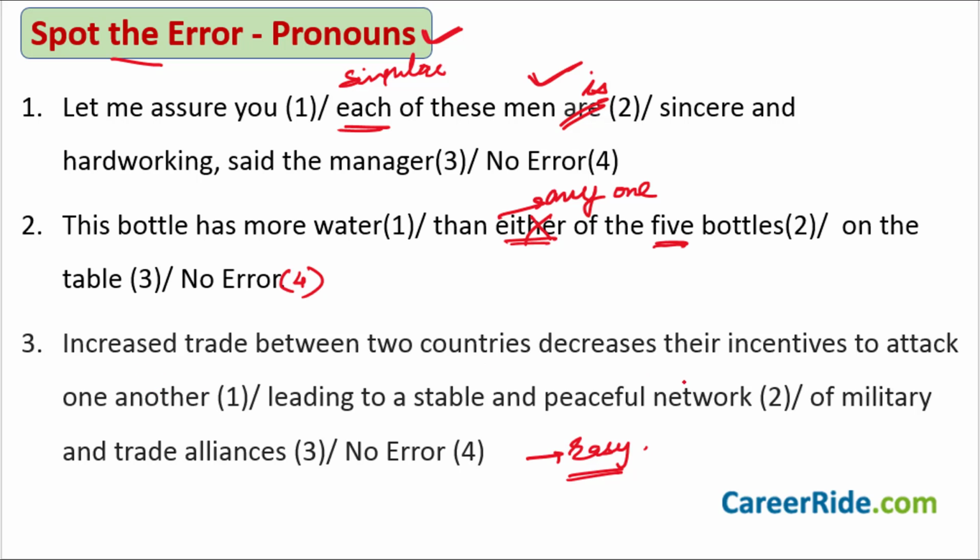Increased trade between two countries decreases their incentives to attack one another. Two countries, right? And one another. They are contradictory, right? For two things, when we are talking, we have learnt in reciprocative pronouns. When we are talking about two things, it means not one another. It is each other. Right? Each other is what you say. Increased trade between two countries decreases their incentives to attack each other, leading to a stable and peaceful network. So, it is this part number 1 that has got a mistake in it.